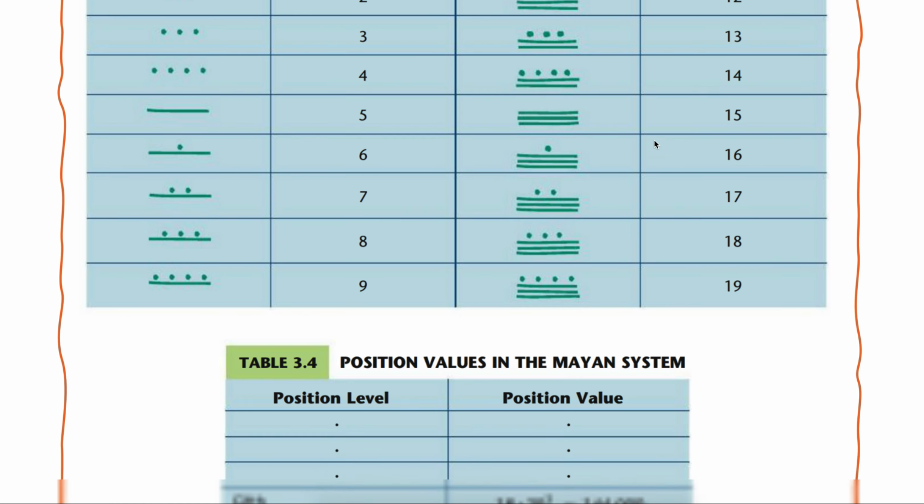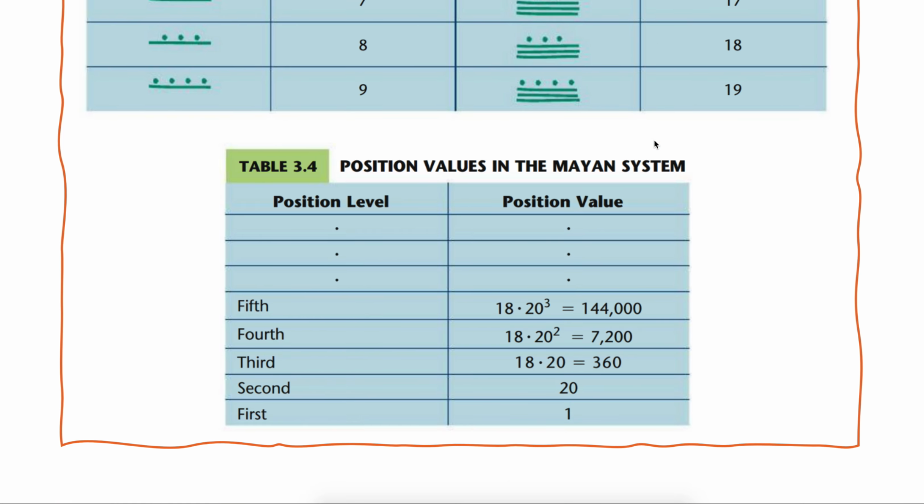Their place values, this is where things get a little different for us. First of all, their place values go vertically instead of horizontally, which is what we're used to. They're based on a 20 and then 18 times 20. So you have your ones place, life is grand. Then you have your 20s place, and the next one, here's that 360.